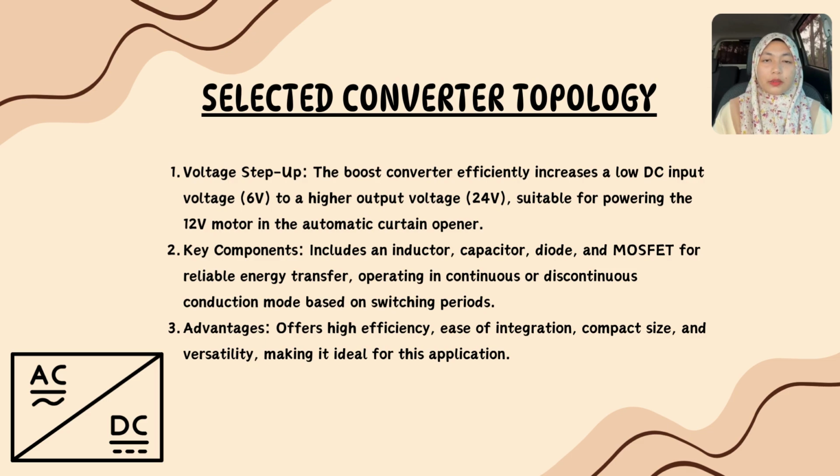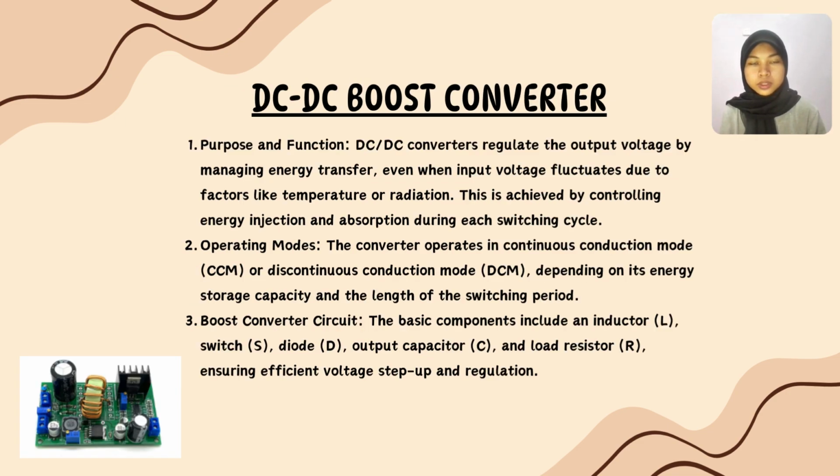Our chosen topology is a boost converter that steps up a 6 volt input to a 24 volt output, ideal for powering a 12-volt motor in an automatic curtain system. Key components like the inductor, capacitor, diode and MOSFET ensure reliable energy transfer, operating in different conduction modes. This topology is efficient, compact, versatile and easy to integrate, making it a perfect fit for our application. So, for our project, we use the DC-DC boost converter.